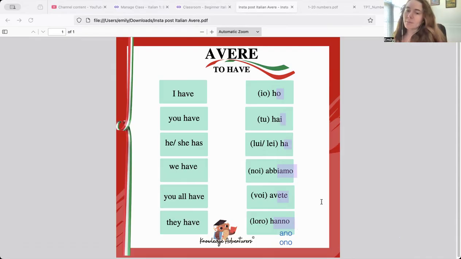So if you have some of those regular patterns memorized, then of course it's still going to help you with this because it does have similarities. But the beginning is the part that might throw you off. Okay, so that is avere in the present tense, which is used a lot, a lot, a lot.